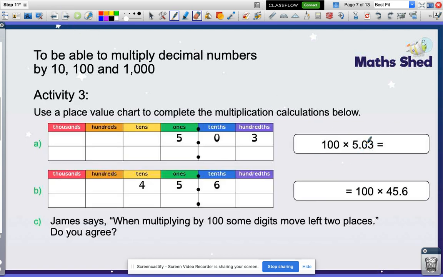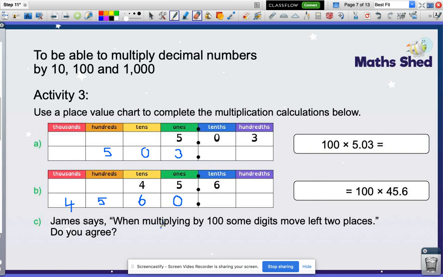Okay, so just to practice those, 100 times 5.03, 1, 2, my 5 will move to the hundreds, my 0 will move to my tens, and my hundredths will move to my ones. So that would be 503. And 100 times 45.6, 1, 2, the tens will become thousands, 1, 2, the ones become hundreds, the 6 becomes a ten, and I have to put a 0 in here as a place value holder.